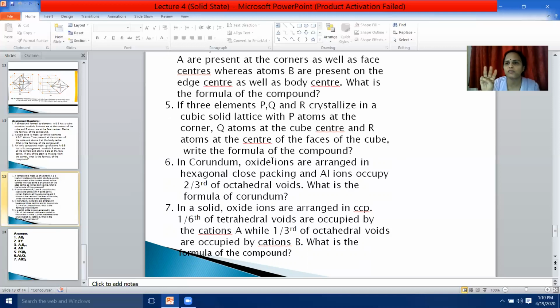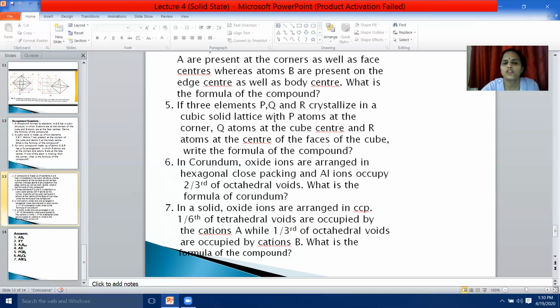A combination of three elements will result in giving you the formula. So P, Q and R, a combination of three elements, in which since P atoms are present at the corner, 8 corner constituent particles are present and its contribution is 1 by 8. So 8 into 1 by 8 gives you the value of 1. So P value is 1 here.